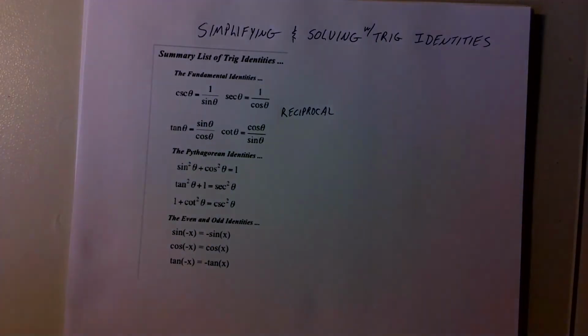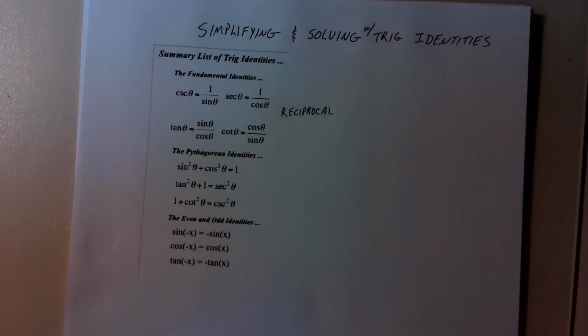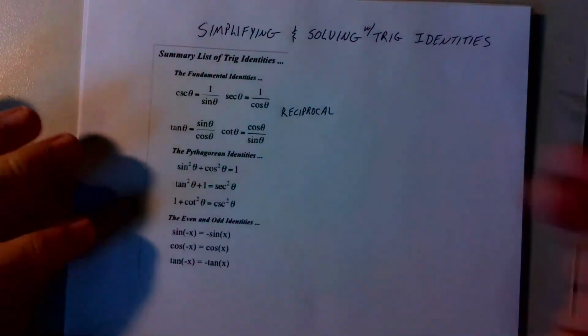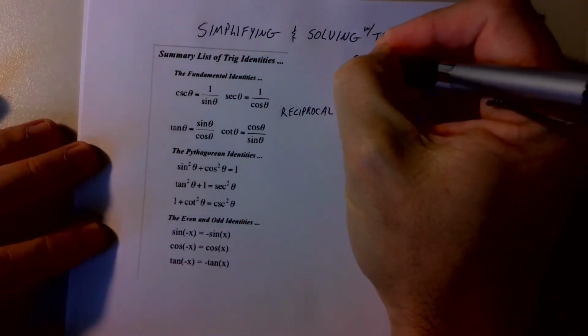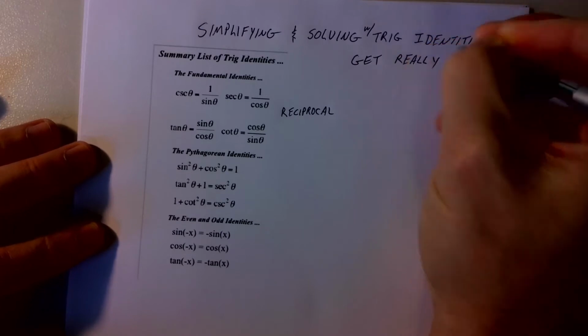So I know that in trig class, you guys did lots of different identities, and there were some crazy looking stuff. In pre-calc, moving into calculus, we're going to deal with these ones a lot. And the goal is to get really comfortable with them. Get really comfortable.